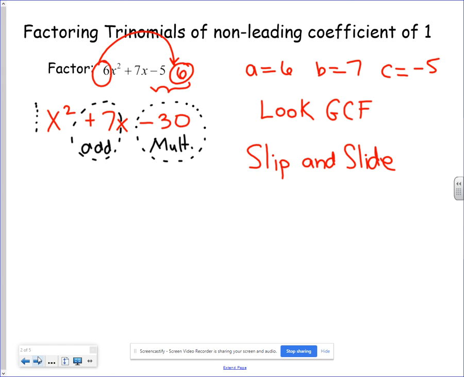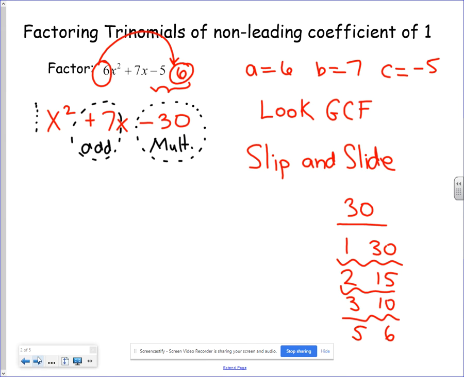And if you don't know how to find them, what you can do is list out all the factors of 30. So let's list all the factors of 30 out. We have 1 and 30, 2 and 15, 3 and 10, 5 and 6. We want them to multiply to be -30. So that means one of your factors needs to be negative. And we want it to add to be 7.